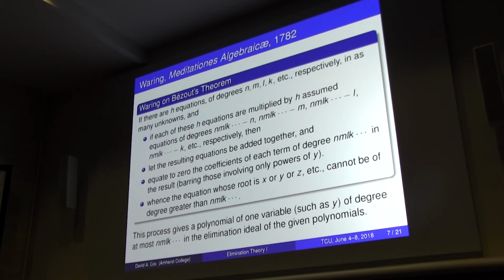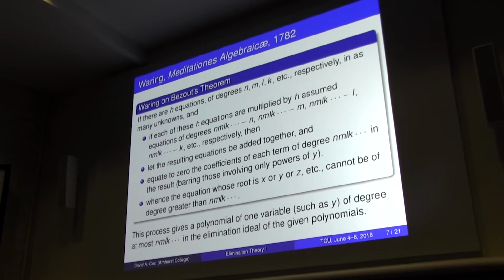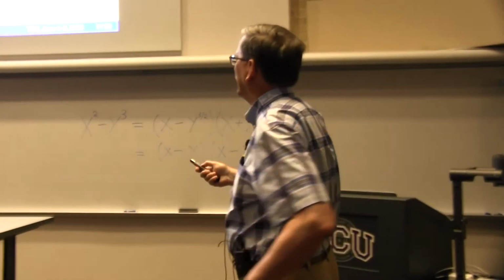And of course, this is the affine version of Bezout's theorem, because of course they recognize that what they say here is cannot be of degree greater than this. So they're not asserting the number of solutions is exactly that, because some solutions might be at infinity and things like that.